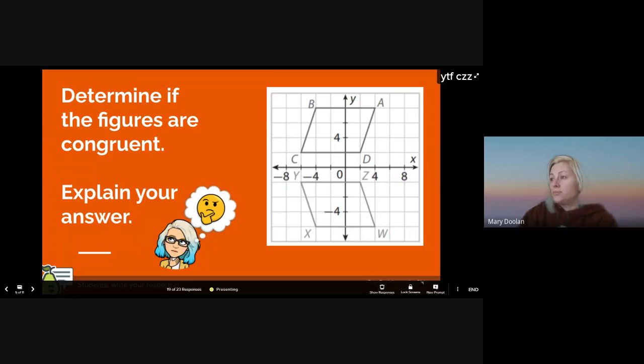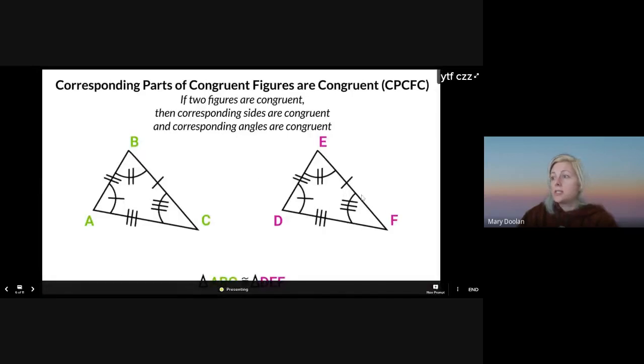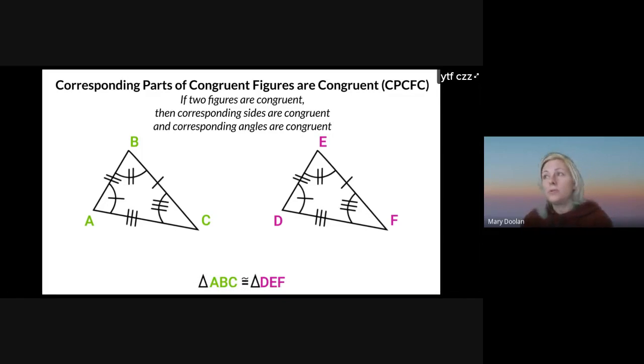And so what we're going to do now is go to our next slide together, which is slide 6. And at this point, you could either be in our Google Meet or you can be on your Pear Deck tab, okay? So it doesn't matter. You can hear me explaining it. This is called CPCFC. This is what was in our learning goal. And it's just this long abbreviation for corresponding parts of congruent figures are congruent.